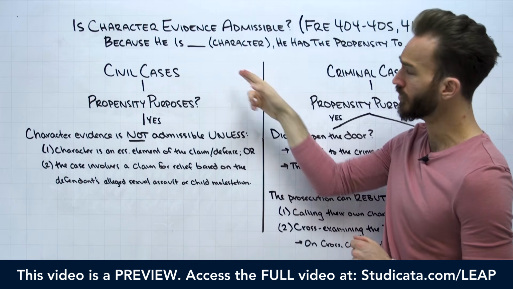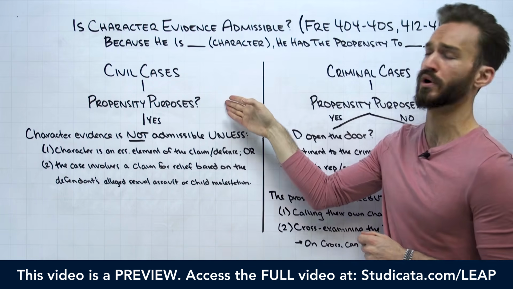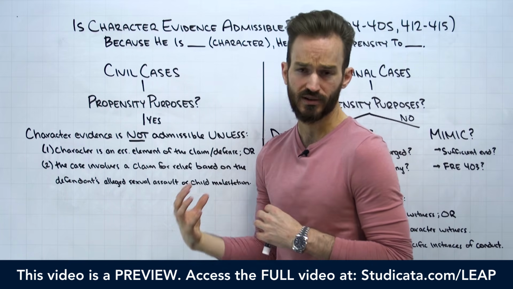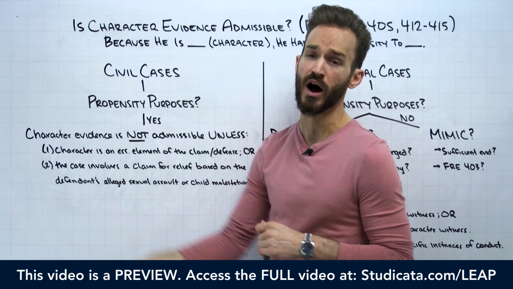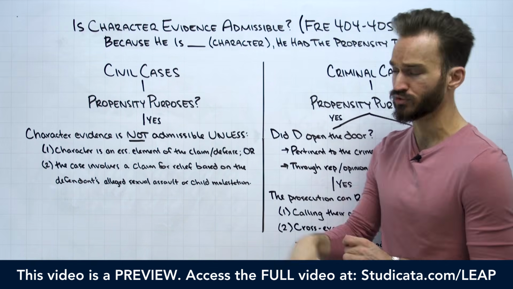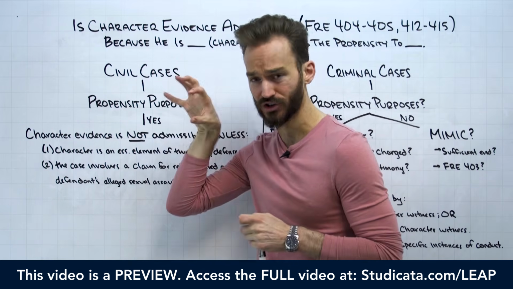Number one, is it a civil case or a criminal case? Why is the evidence being introduced? Is this for propensity purposes or non-propensity purposes? And what form is this? Is this reputation or opinion testimony or a specific instance of conduct? So on our fact pattern, let's say that we've identified those three things and we're dealing with a civil case. How do we now move forward and actually analyze it?